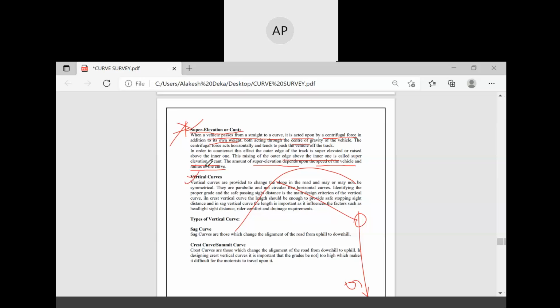Next one is vertical curves. Vertical curves are provided to change the slope in the road, and may or may not be symmetrical. They are parabolic and non-circular. There are two types: sag curve and summit curve.